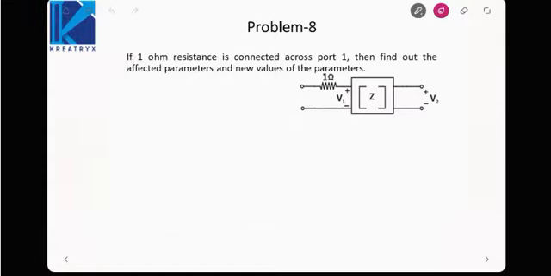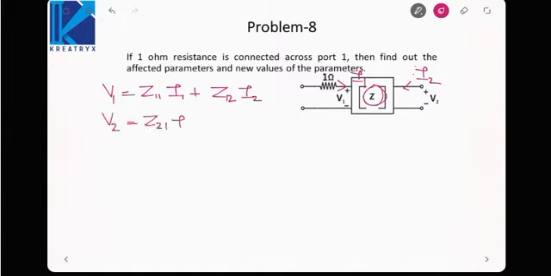Moving on to the next problem. It is saying if 1 ohm resistor is connected across port 1, find out the affected parameters and the new values of parameters Z. Okay, because it is given as Z parameters. Now here I will assume current as I1. So this current will be I2. Now V1 is equal to Z11 I1 plus Z12 I2. V2 will be equal to Z21 I1 plus Z22 I2.